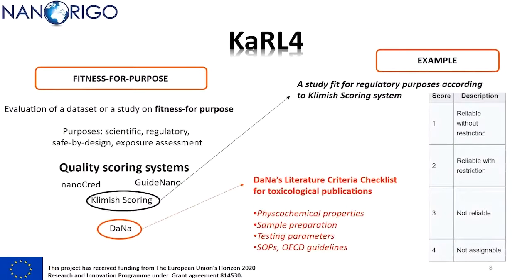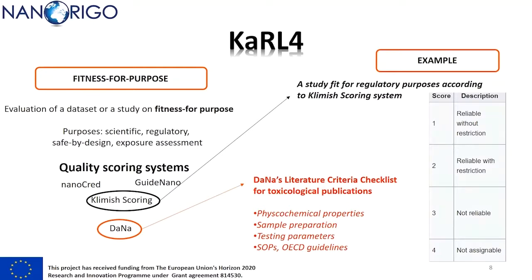KaRL 4 represents fitness for purpose of a study. Since there are different purposes like scientific or regulatory, safe by design, exposure assessment, or other, there are different quality scoring systems like NanoCred, GUIDEnano, Klimisch scoring, DaNa, and so forth. Klimisch scoring is suitable for studies for regulatory purposes. Here on the right you can see the score grades of Klimisch scoring, and the studies with score 1, which are reliable without restriction, are suitable for regulatory purposes.